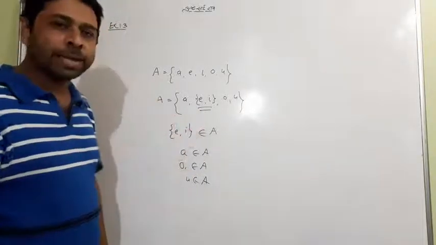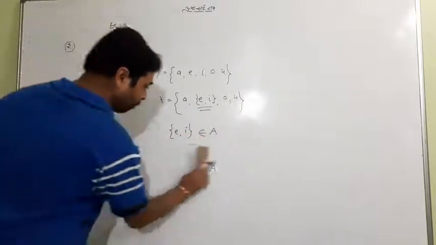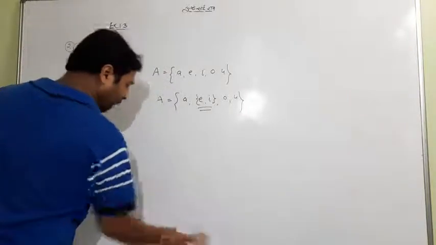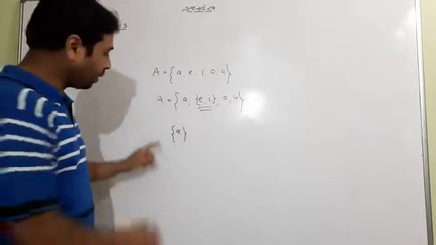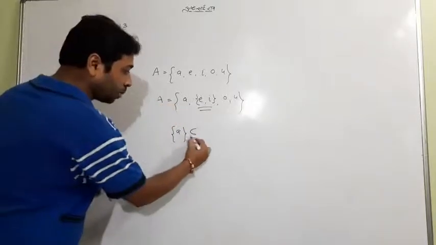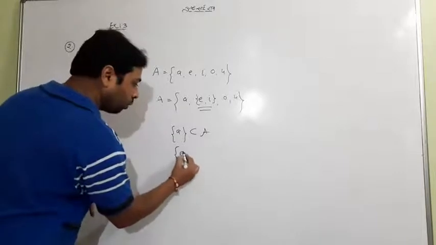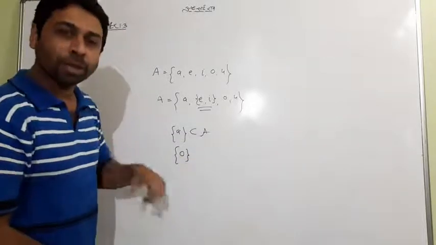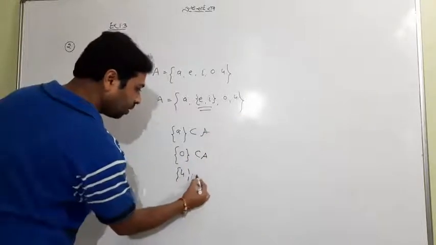So you have to accept that yes, it is an element of A. When I want to write something about A, so what about A? Now in set form, A was an element; in set form it is a subset of A. What about O? If I write O in set form, it is a subset of A. U is a subset of A.